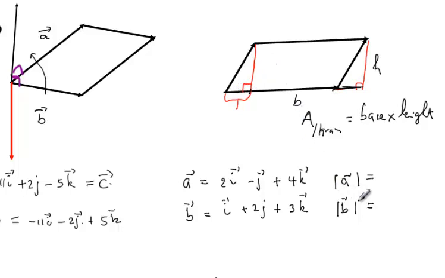So now, what is the length of A? Square root of what? Square root of 21. I don't need a calculator. And the length of B? Square root 14.